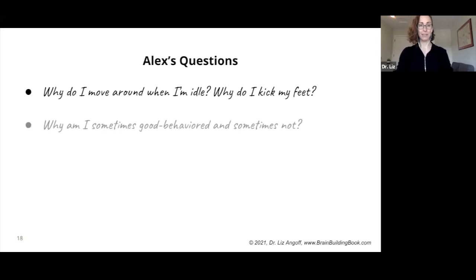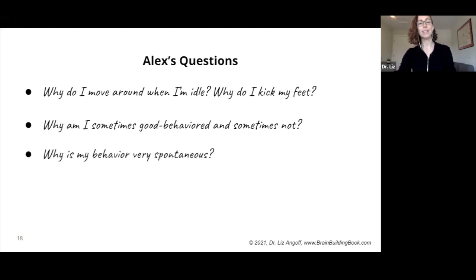Why do I kick my feet? He said he got in trouble a lot, but he didn't always know why. And this was the question that came out: why am I sometimes good behaviored and sometimes not? Then in class, he'll often call out, and we were talking about that, and he says, I'm just very spontaneous. So we came up with, why is my behavior so spontaneous?